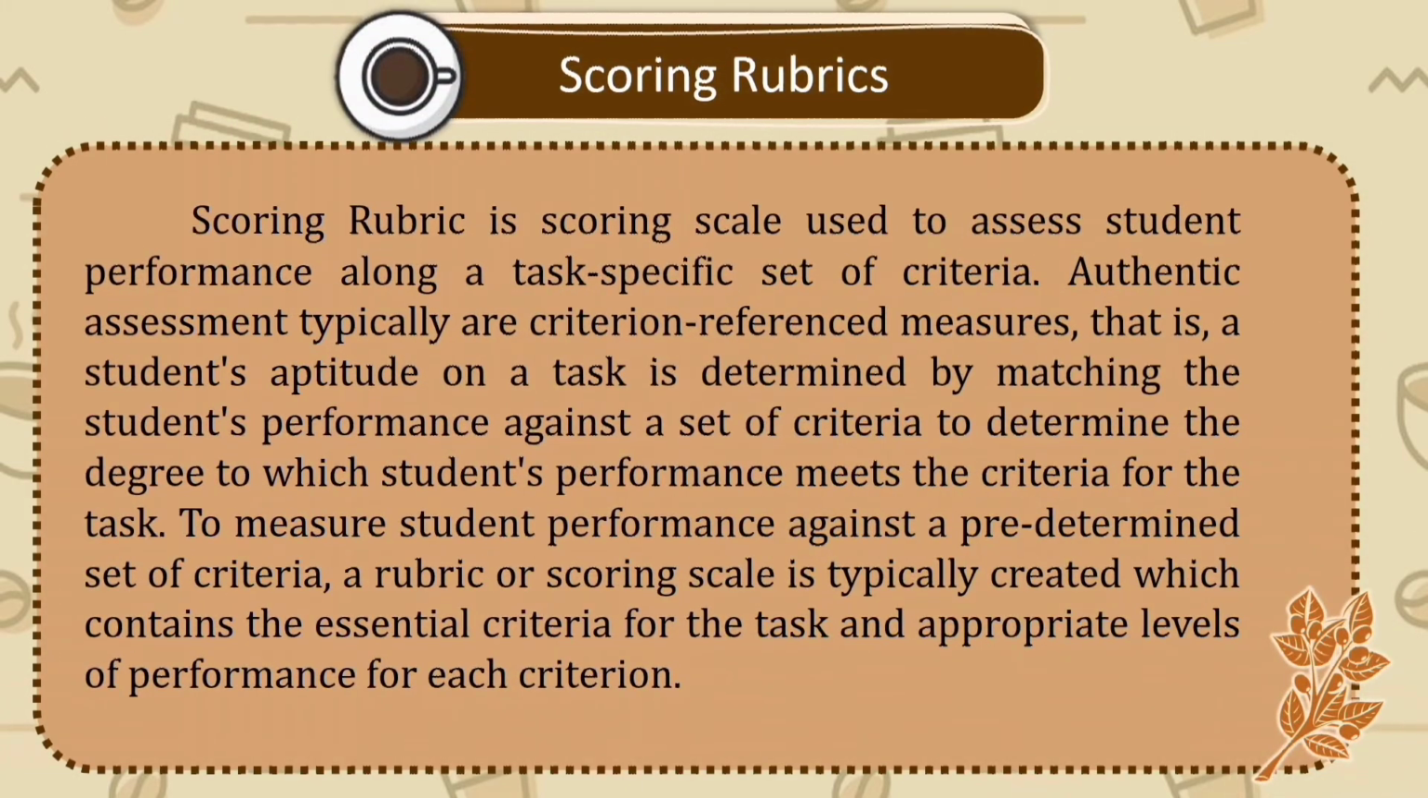A scoring rubric is a scoring scale used to assess students' performance along a task-specific set of criteria. Authentic assessments are typically criterion-referenced measures, that is, a student's aptitude on a task is determined by matching the student's performance against a set of criteria to determine the degree to which the performance meets the criteria for the task. To measure student performance against a predetermined set of criteria, a rubric or scoring scale is typically created, which contains the essential criteria for the task and appropriate levels of performance for each criterion.